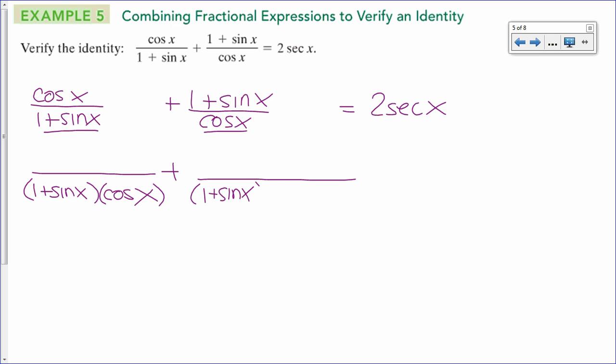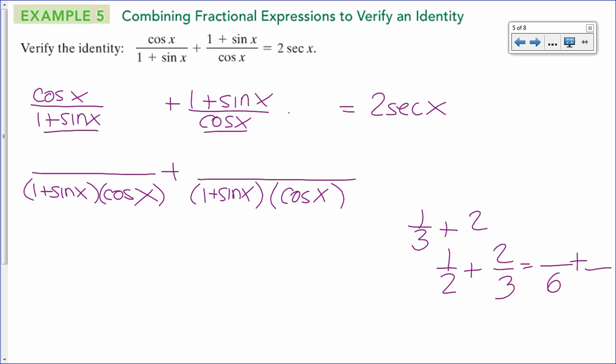Do you guys remember those times when I told you, if you don't know how to add 1/3 plus... I think I always use 1/2 plus 2/3. Then how am I supposed to teach you that? Okay, so that is the common denominator, because if we were to add 1/2 plus 2/3, the common denominator is 6, right? And so you know that the first fraction needs to be multiplied by 3, and the second fraction needs to be multiplied by 2. So we're going to use the same idea here, okay?